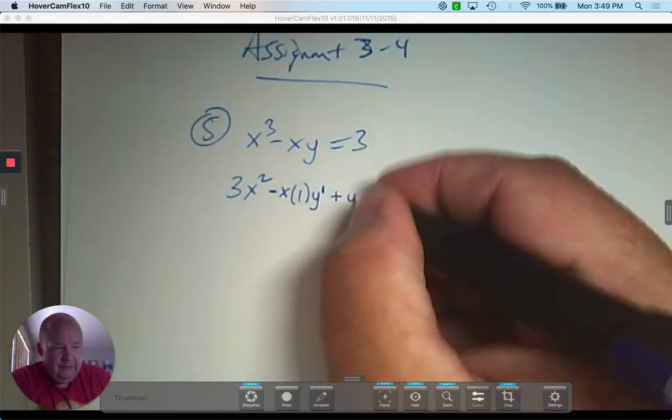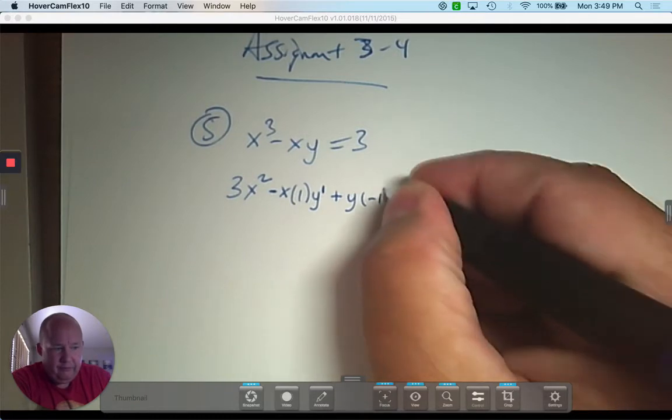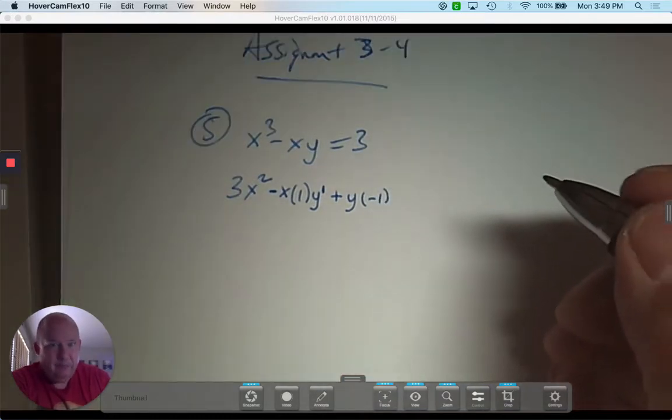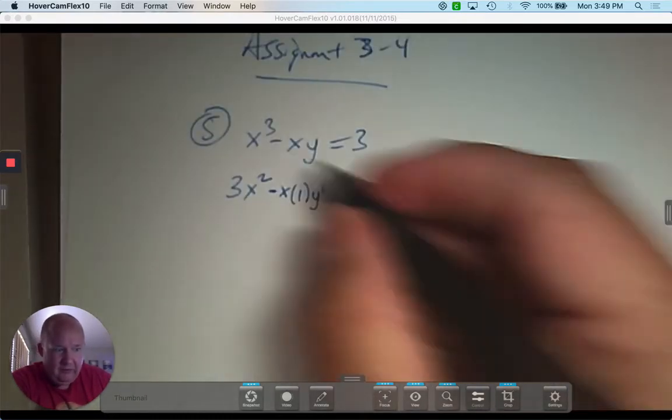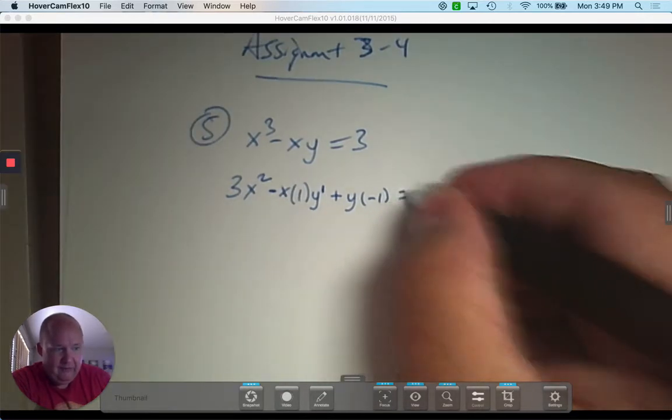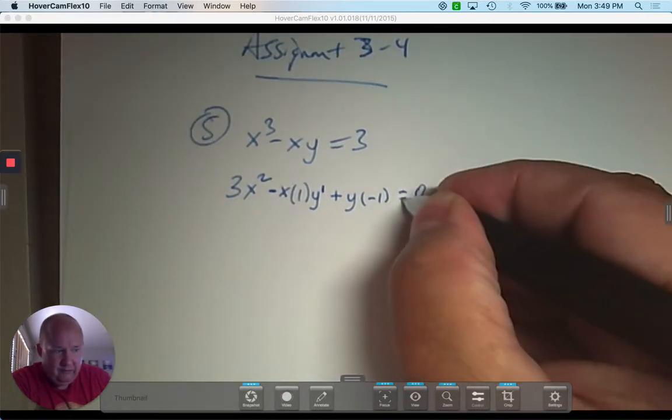Plus the second times the derivative of the first. The derivative of x is 1. No hook needed here because you just took the derivative with x in it. And then the derivative of any constant, 3 included, is 0.